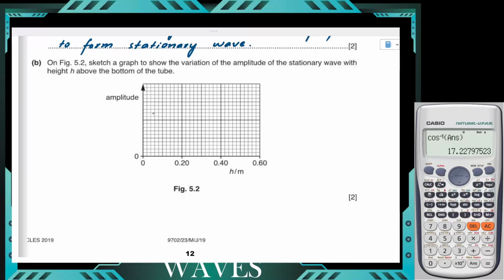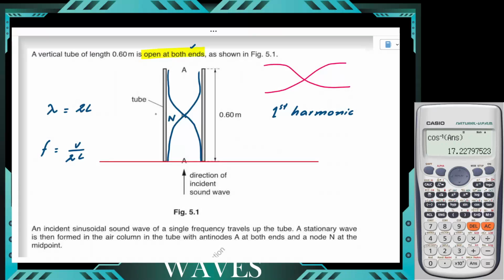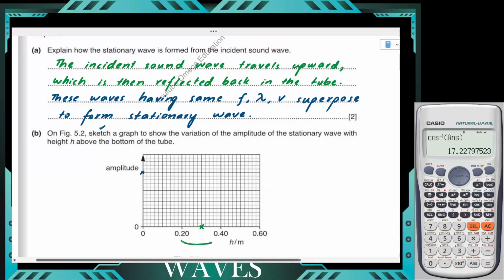So let's say the maximum that we can have is, we'll just have to choose any value since we have to sketch the graph, so let's say this one here is maximum. At height 0, amplitude is maximum. What about the height 0.30 meters, exactly at the midpoint? What is the amplitude at that height? Is it 0? Because we have a node here, and node is defined as a point where the amplitude is 0. So can I say the amplitude is 0 at a distance of 0.30, which would be exactly in between these two?